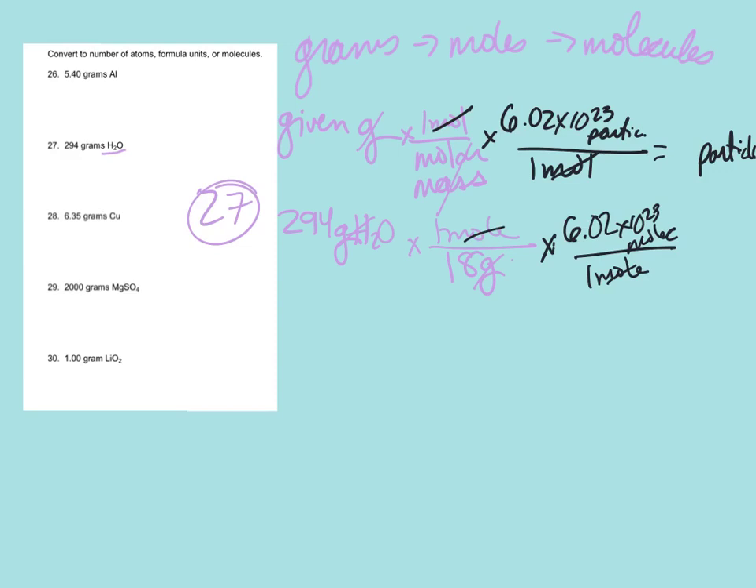I'm again trying to pay attention to use significant figures at least a little bit. And so the answer in this case is 9.83 times 10 to the 24th. And in this case, it's molecules because water's smallest part is a molecule.